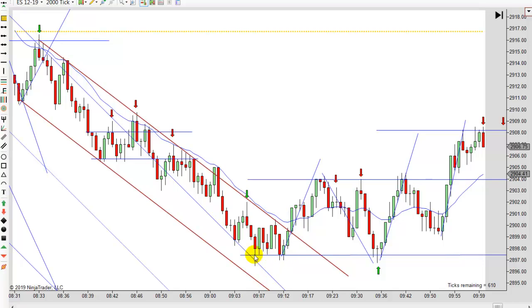There's actually a double test. Notice you made that low. You come back and test it once. You test it twice. You're a little bit away from the EMA, and you have had a break, but I would want to wait on a higher low here, which you actually get right here.